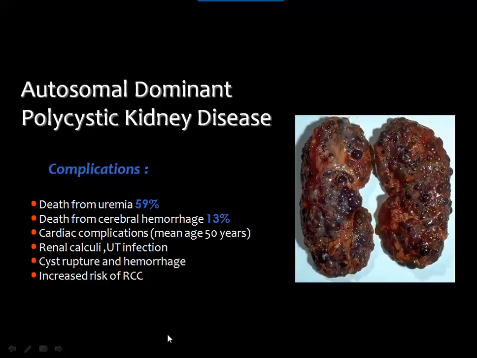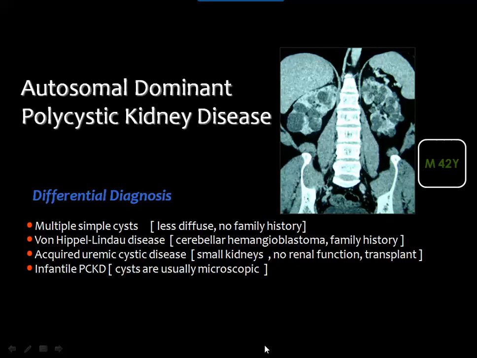The complications of adult type polycystic kidney disease include death from uremia and death from cerebral hemorrhage. You remember the cerebral aneurysms, cardiac complications, then the frequent detection of renal calculi, and the increased frequency of renal infection, the cyst rupture and hemorrhage, as well as the increased risk of the development of renal cell carcinoma.